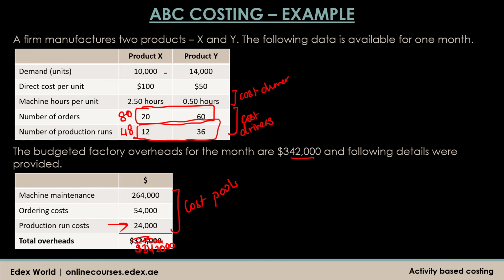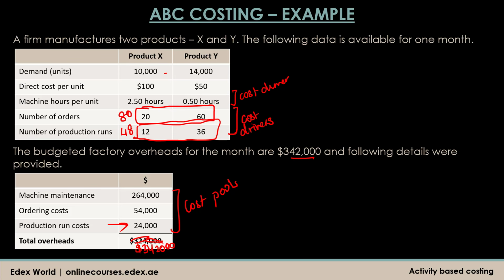Now let's do it for machine maintenance. For machine maintenance, the cost given is 264,000, but you don't see any additional activity given. What will be the cost driver when it comes to machine maintenance? See, the more the machine is working, the more will be the maintenance. If a machine is working more hours for product X, then obviously maintenance cost will be more for product X. So we are going to use total machine hours as the cost driver here to calculate the cost driver rate for machine maintenance.